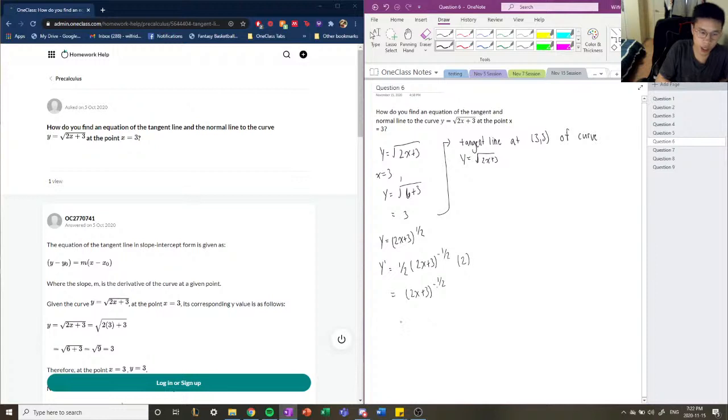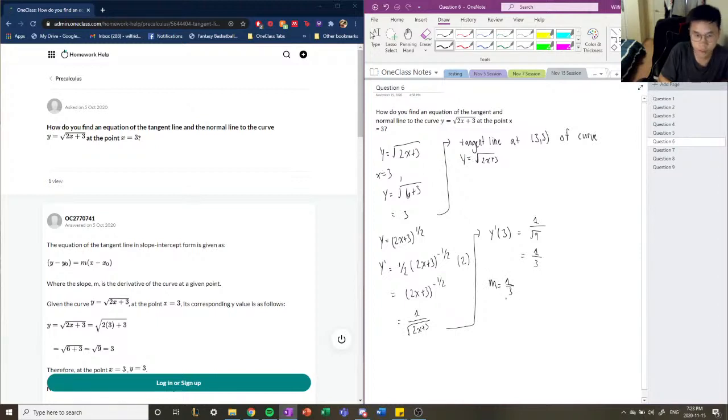And so the power of negative 1 over 2 is, in fact, 1 over the square root of 2x plus 3. So now we're going to plug in 3 into this. That'll be 1 over the square root of 2 times 3, which is 6, plus 3, the square root of 9. So that equals 1 over 3. So now we found the slope of our tangent line. So m equals 1 over 3.